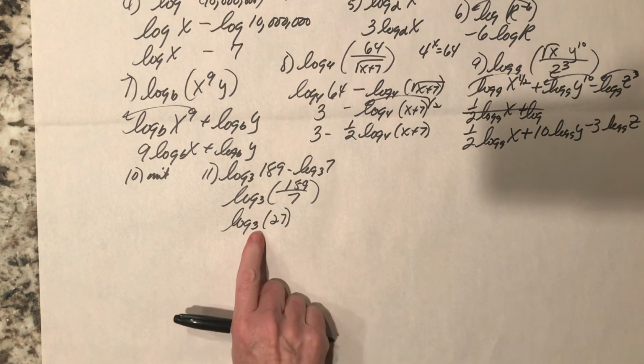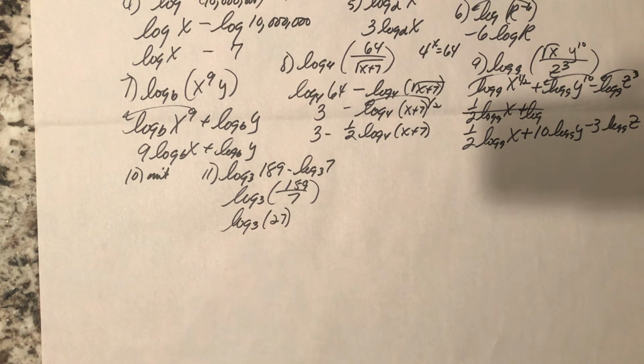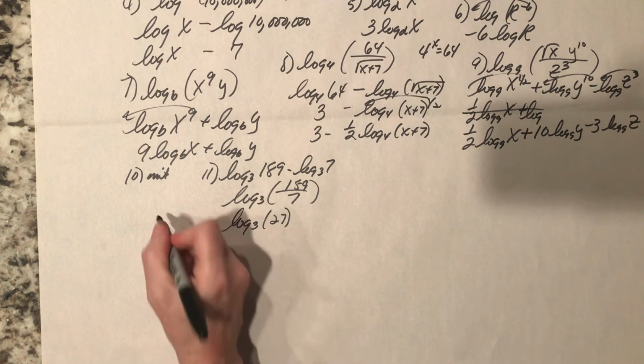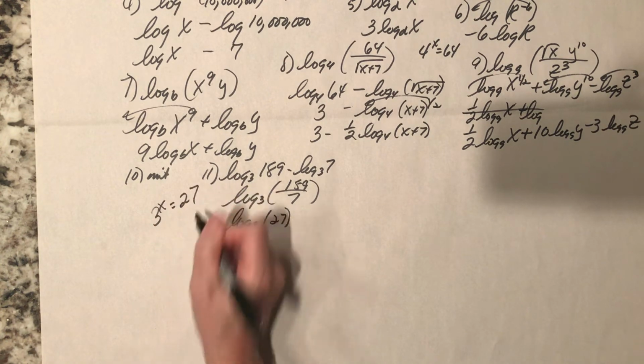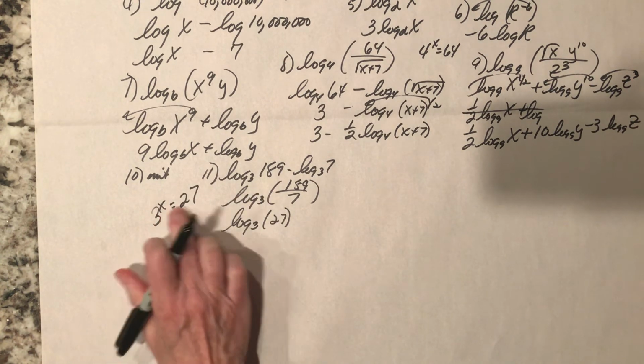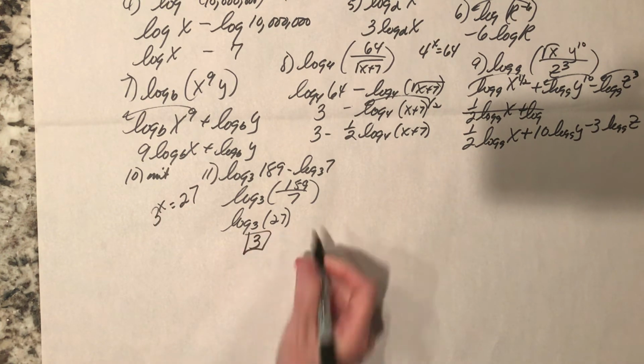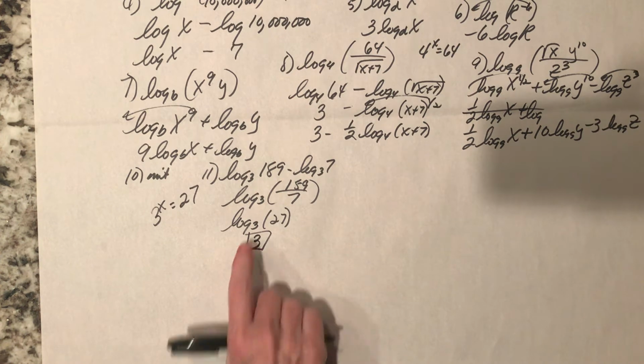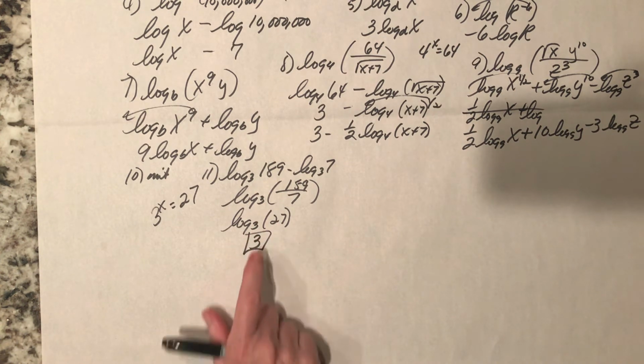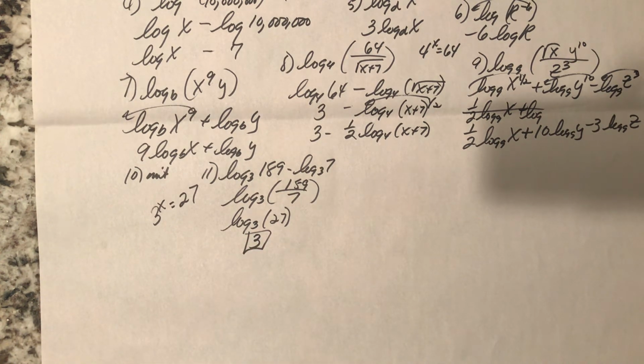And let's see, what do you raise 3 to make it a 27? 3 to the what power equals 27? 3 squared is 9. Nope, 3 to the third is 27. So the answer here is 3. What do you raise 3 to make it a 27? That's a 3.